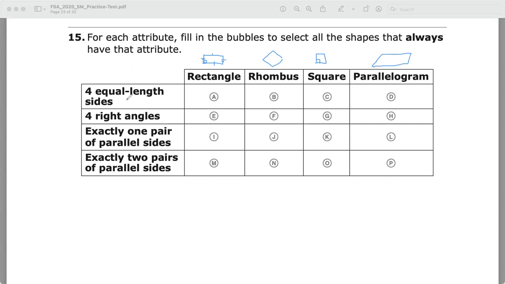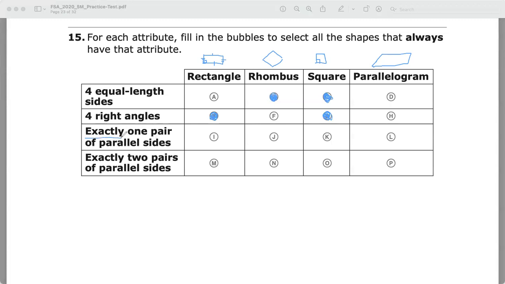All right, so 4 equal length sides. That would be a rhombus and a square. All the sides are the same length. 4 right angles would be a rectangle and a square. Exactly 1 pair of parallel sides. Always have that attribute.